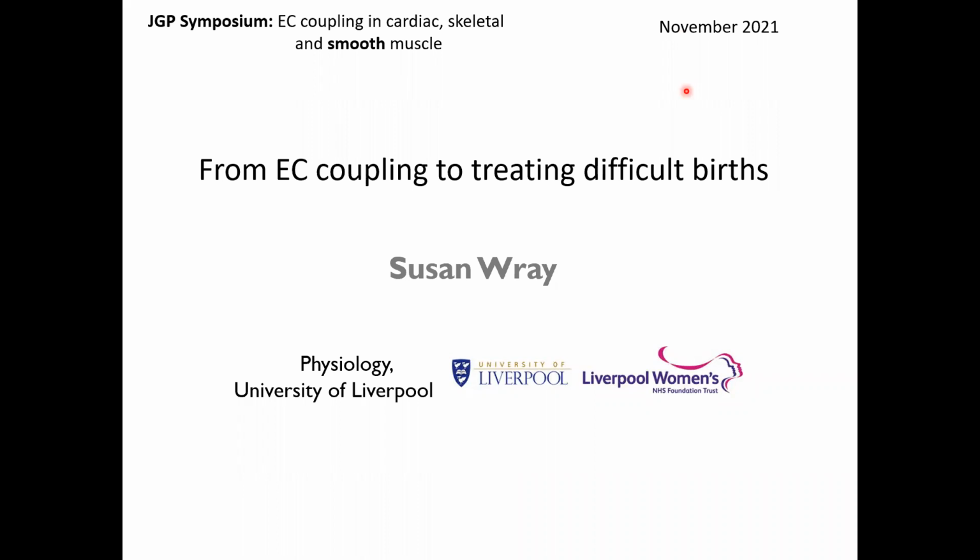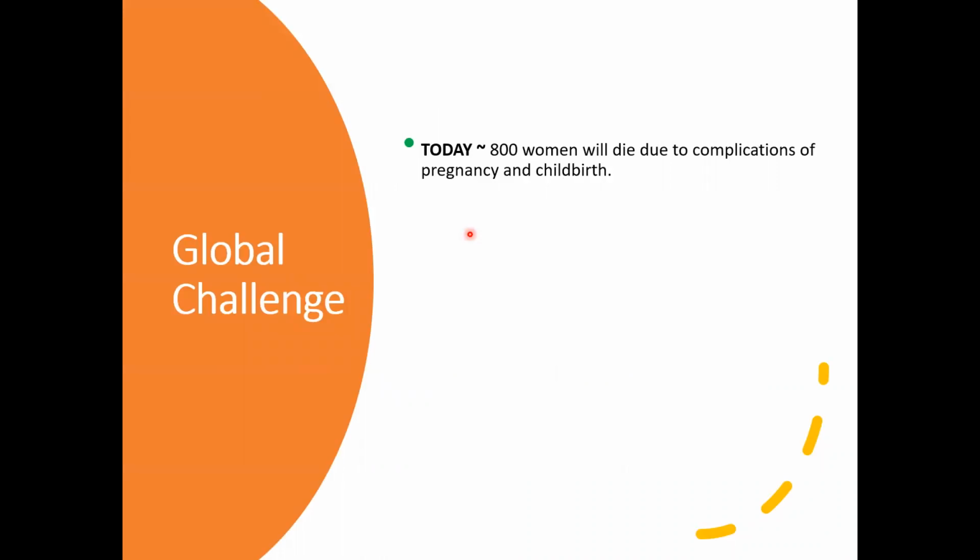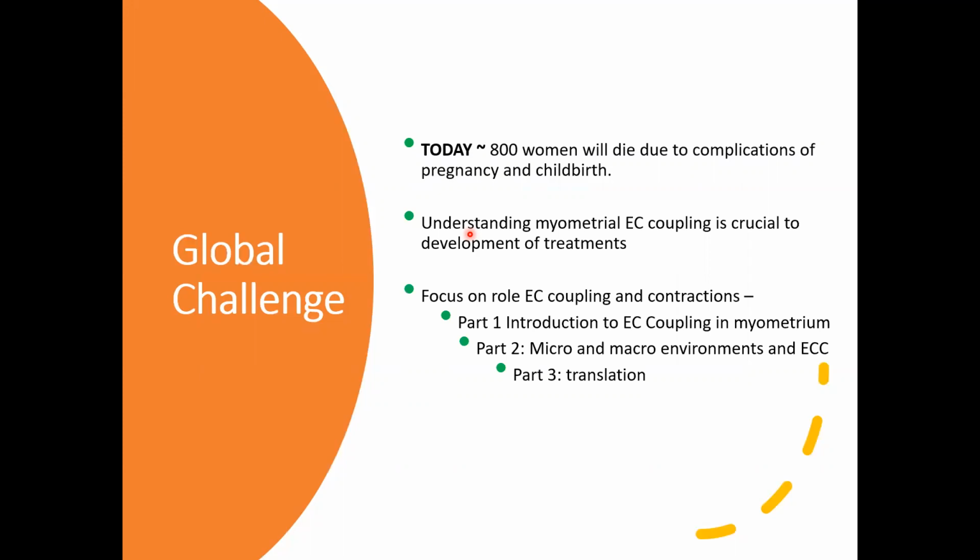I'm going to be talking about the uterus and EC coupling, and finishing with how we may be able to translate some of this scientific study into helping women in labour. So to begin, sadly, each day around 800 women will die due to complications of pregnancy and childbirth. Thus, understanding myometrial EC coupling is really crucial if we're going to have any effect on developing treatments for these conditions. So I will focus on EC coupling and contraction and divide the talk into three parts.